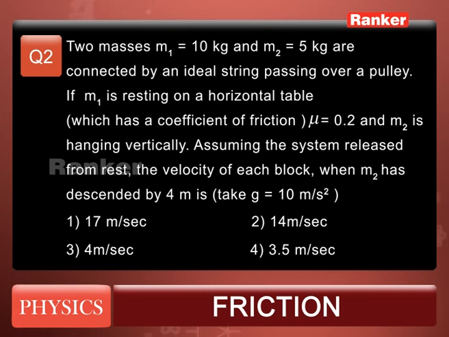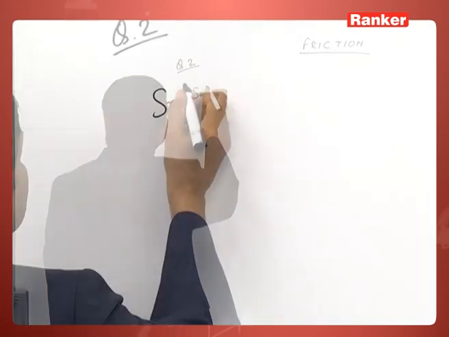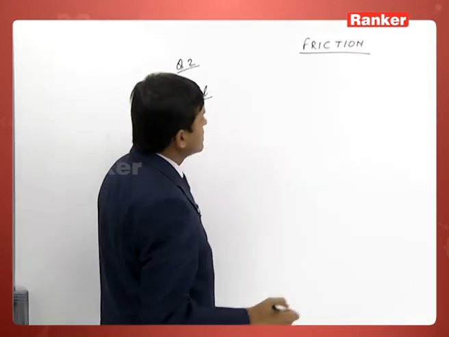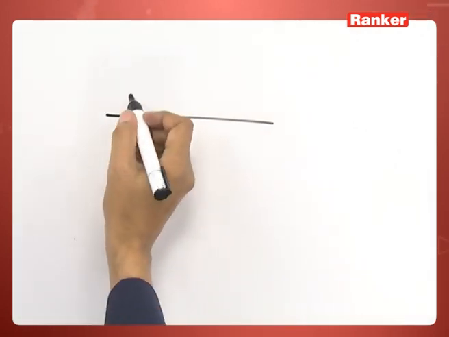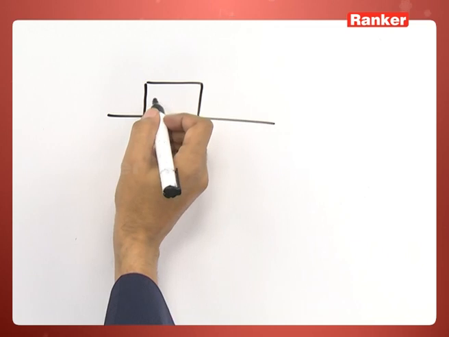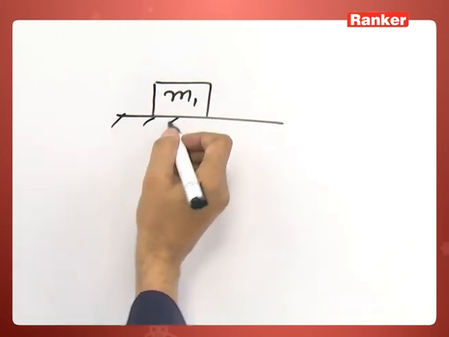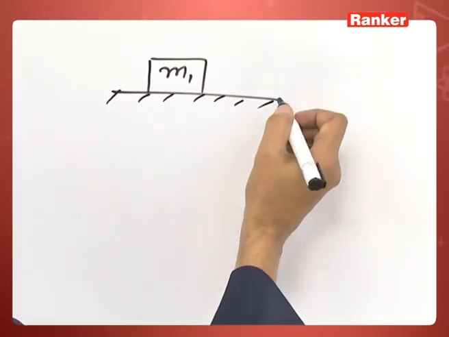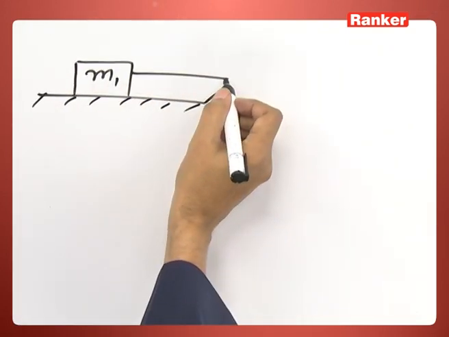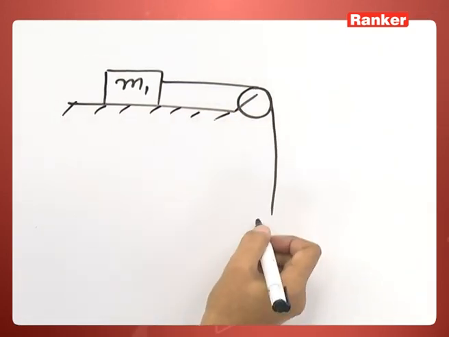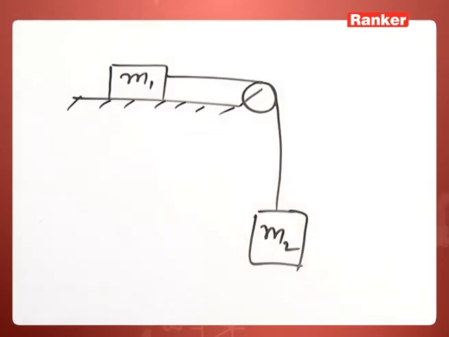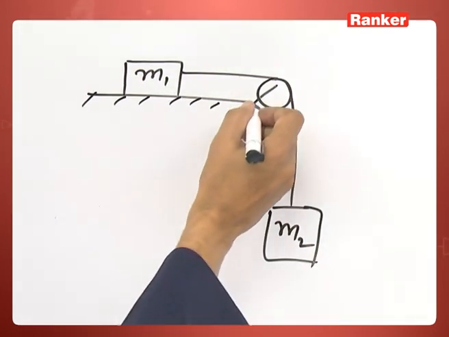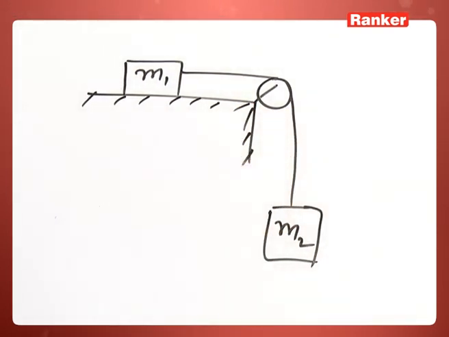Now see how to solve this problem. So according to the question, it is given that there are two blocks. Block M1 is kept on a horizontal table like this, and block M2 is hanging with the help of a pulley like this. This is the block M2, and the whole system is released from rest.